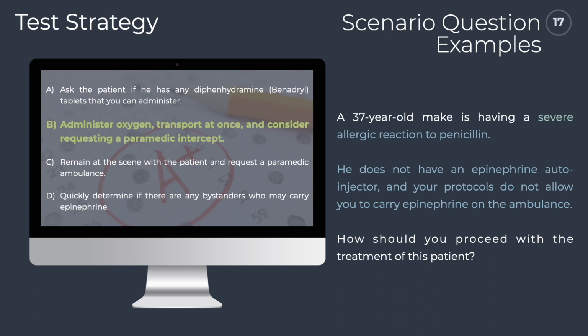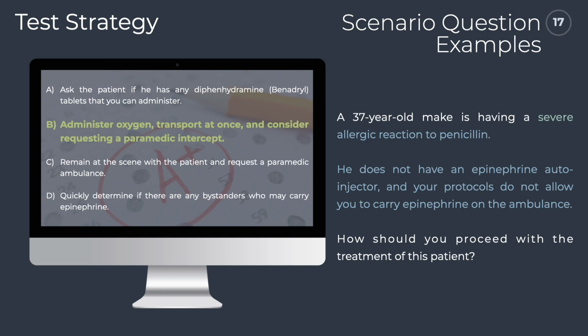Remember at the beginning, though, when I said that an answer has to be completely correct. When there are steps in the answer that are not correct, it invalidates the entire answer. Remaining on scene would be incorrect because this patient is experiencing a life-threatening emergency, and we need to provide what treatments we have, aka the oxygen, and initiate transport immediately while also requesting the paramedic resource.